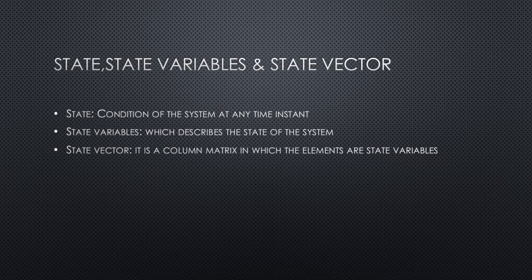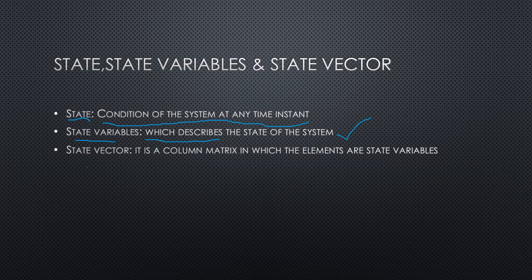Yes, the first term is the state. So state of the system is defined as the condition of the system at any time instant. So the next term is state variables. State variables are nothing but the variables which describe the state of the system at any time instant. For example, if we consider an electrical system, the current passing through the elements and the voltage across the elements are considered as state variables.